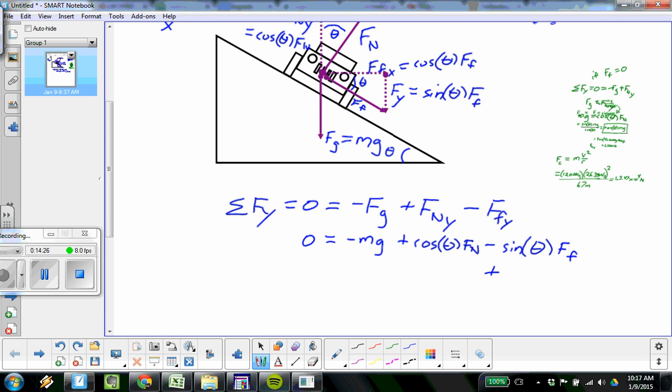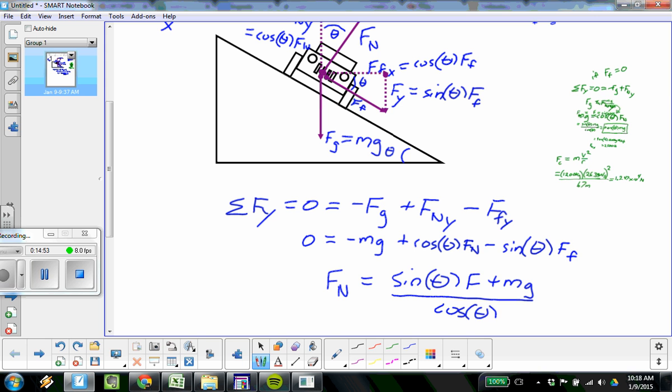Let me add sine theta times the friction force to each side, and then divide each side by cosine theta. I'll do that in one step here real quickly. And so the normal force can be expressed as sine theta times the friction force plus mg, all over cosine theta. Again, all I did is add sine theta times the friction force to each side, and then divide by cosine theta. So sine theta times the friction force plus mg over cosine theta is the normal force.